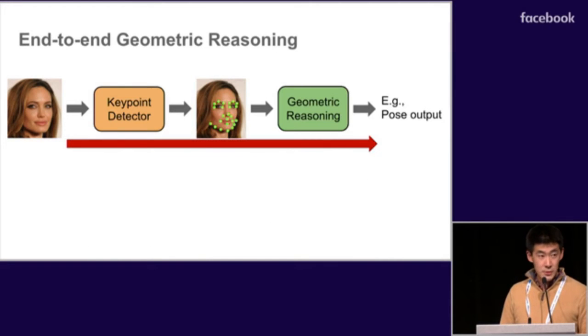So in contrast to recent work, our main novelty lies in the use of end-to-end geometric reasoning to learn latent key points. That is, our key points are optimized with respect to a downstream task, rather than being learned through a proxy objective, such as reconstruction. And we use the pose estimation problem as one example of the geometric reasoning task.